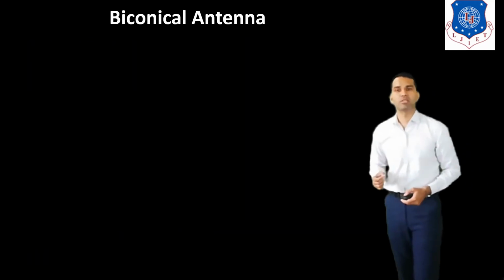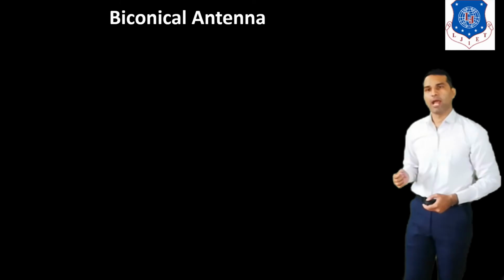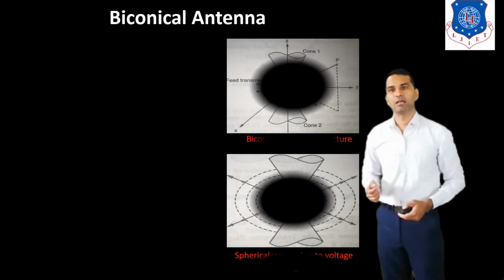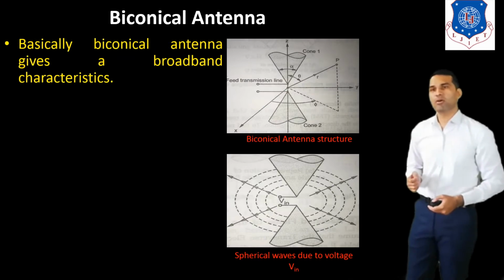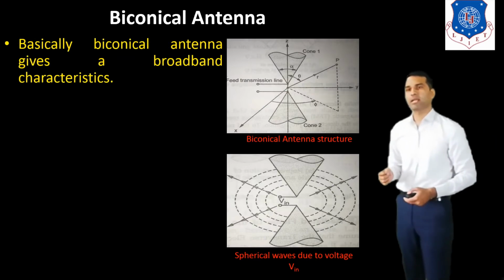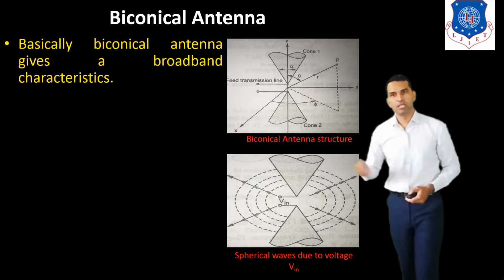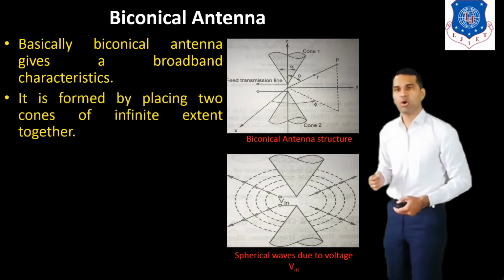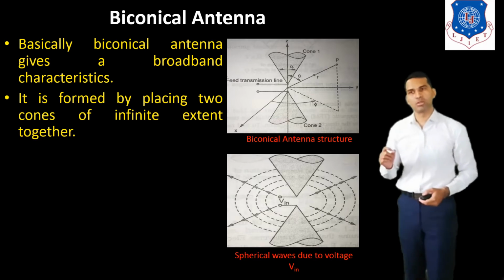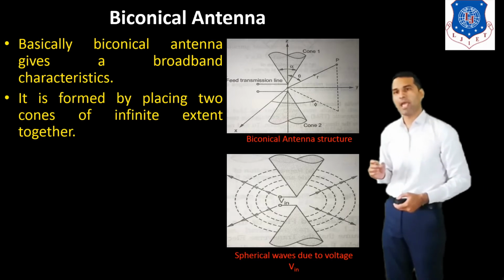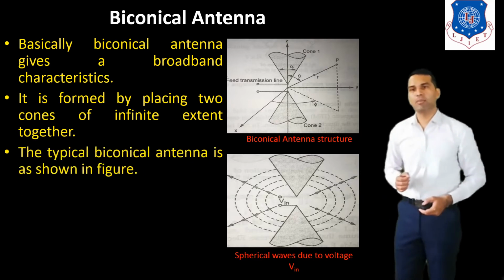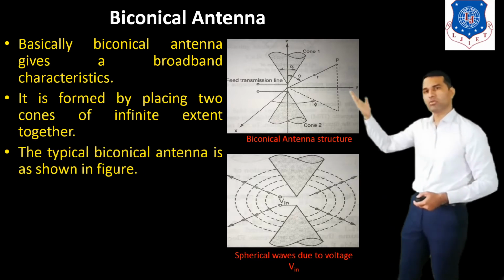Now we discuss the first type of frequency independent antenna, or we can say broadband antenna, which is the biconical antenna. Basically, the biconical antenna gives the broadband characteristic. See, this is the figure of the biconical antenna. It is formed by placing two cones of infinite extent together. The typical biconical antenna is as shown in this figure.